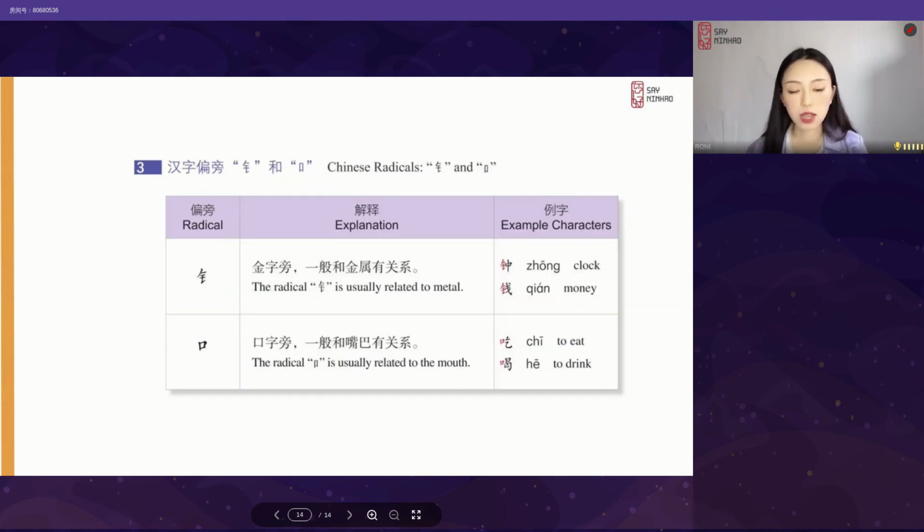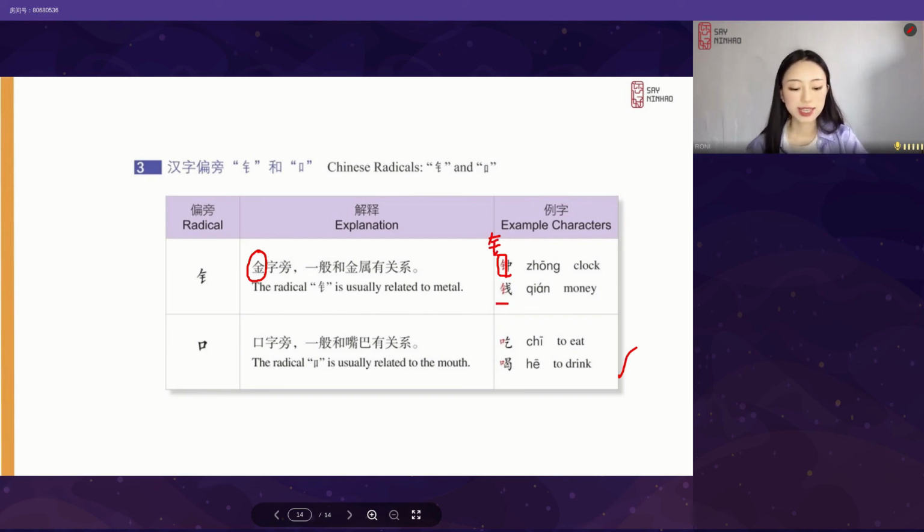Okay, now let's move on to the last part of today, which is two new radicals. One is 金字旁, one is 口字旁. 金字旁 is about 金, which means metal. 金 means gold and metal, okay? So it is about metal. First, let's see the example character. First one is 钟, it means clock. A clock is actually made of some metals, right? So we can see in the left part of 钟 there is this 金字旁.